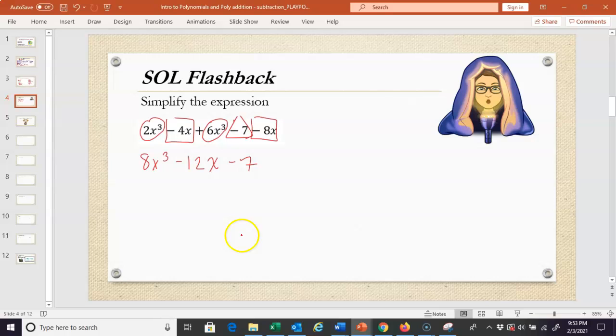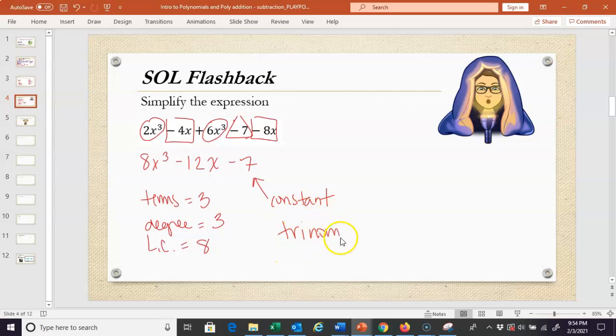So we've done this in the past, and just to throw in what we just learned, how many terms does this have? There are 3 terms. The degree, remember that's the highest exponent value of any term. And in this case, again, we only have one variable, so we don't have to add any of them together. So it is 3. And the leading coefficient is 8 because that's the coefficient with the highest degree value. What else? This is the constant value, right? It's never going to change. There's no variable with it. Oh, and it's a trinomial. There are 3 terms. Tri meaning 3.